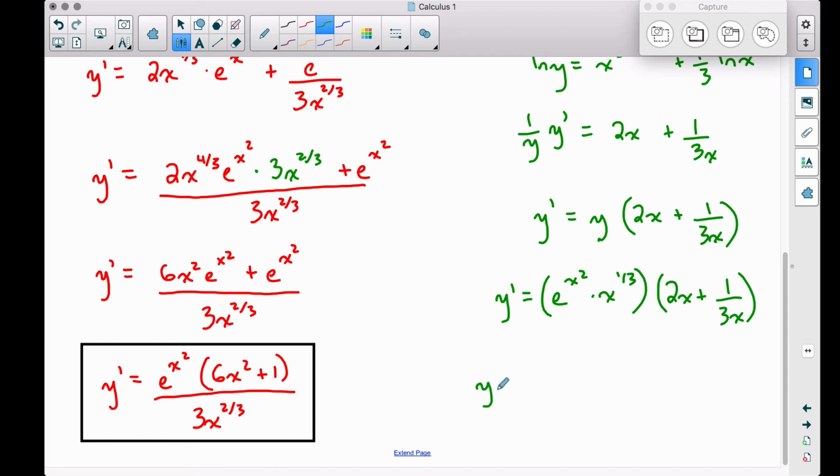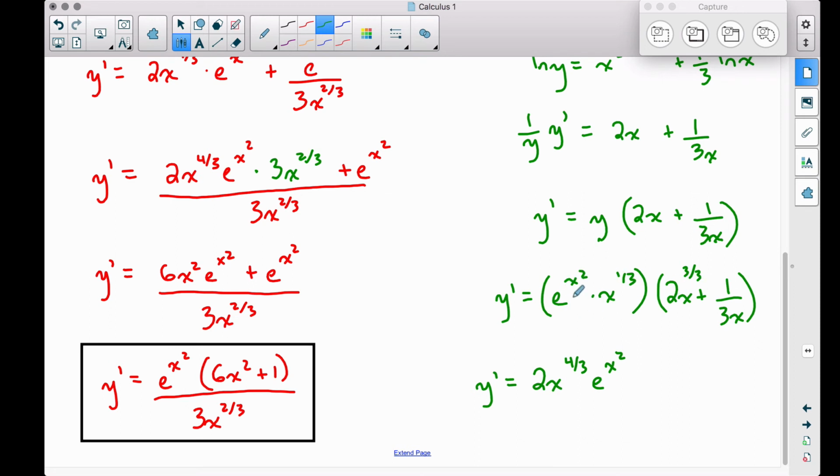So y prime is equal to, I'm going to distribute all of this stuff to these two pieces over here. So e to the x squared, x to the 1/3 times 2x is going to be 2x. Now this x is raised to the first power, so think of that as being 3/3. And if we add these two together, we get x to the 4/3, and we have e to the x squared. And again, what I did here is I distributed this piece times the 2x.